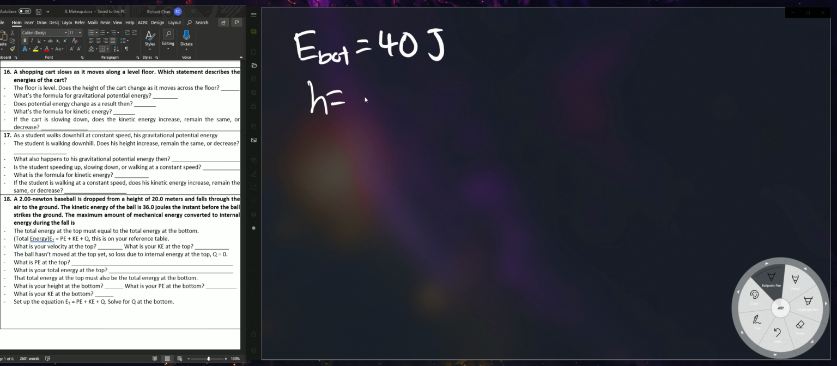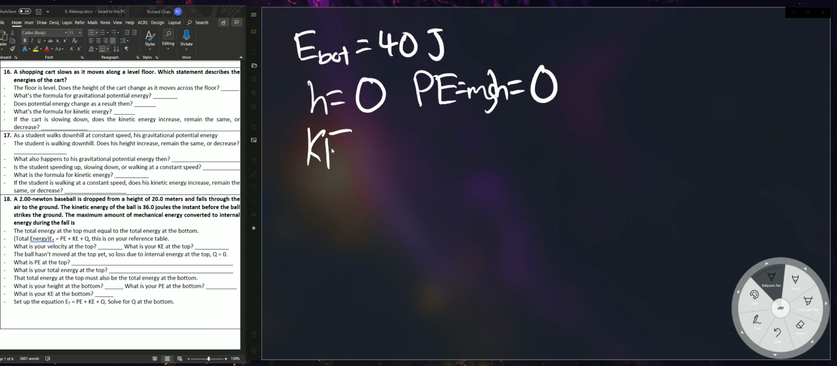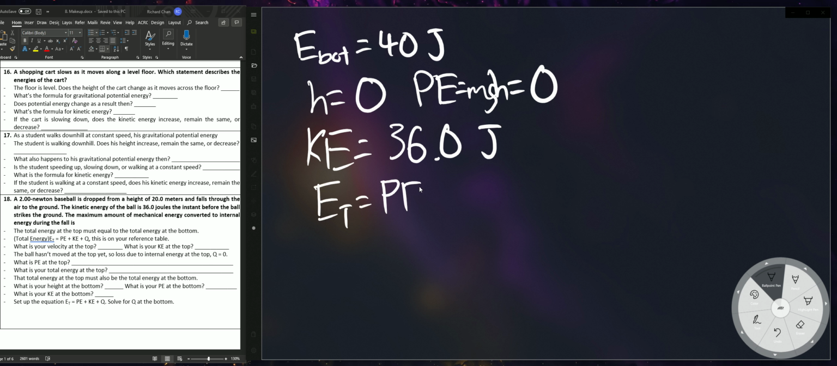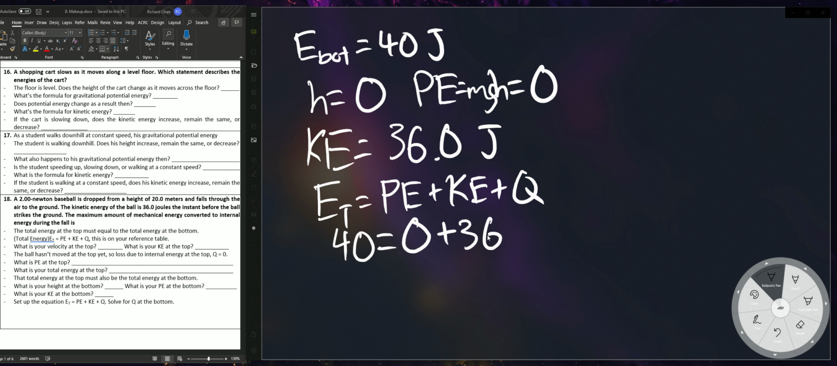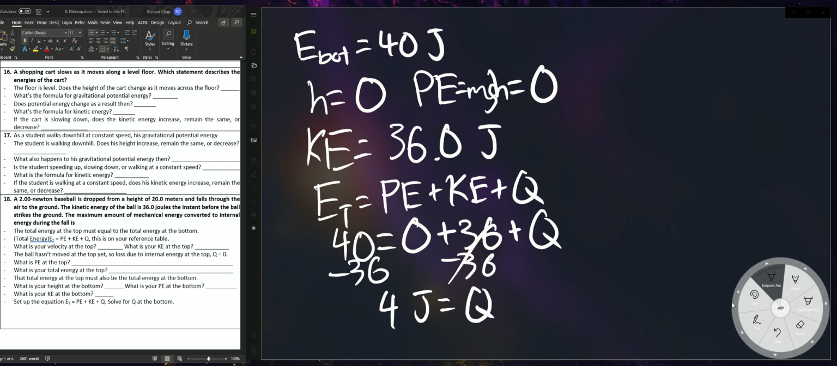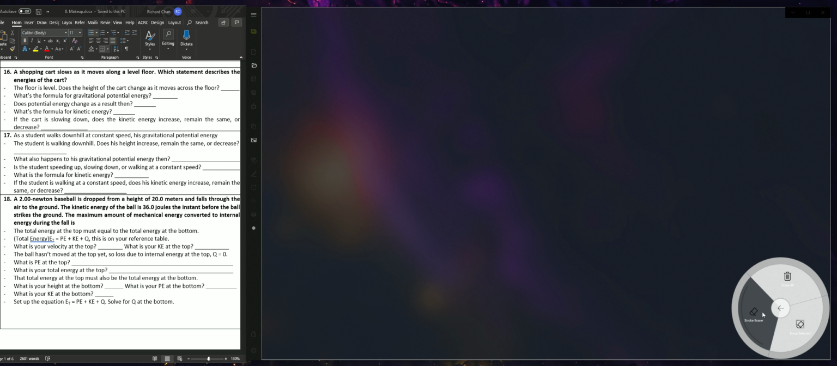So what's your height at the bottom? Your height at the bottom is 0. If your height at the bottom is 0, the potential energy at the bottom must also be 0. The problem gives you kinetic energy at the bottom: 36 joules. Now we just set up our equation. E is 40, P is 0, K is 36, plus Q. 40 minus 36 is 4 joules, which is your internal energy. So you lost 4 joules of energy as you went to the ground.